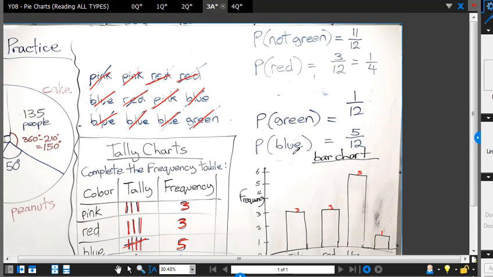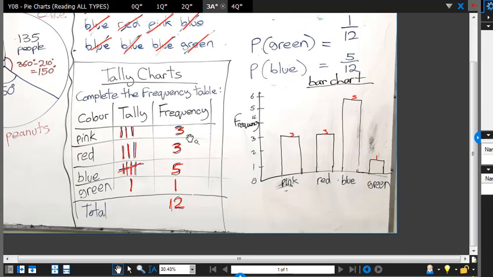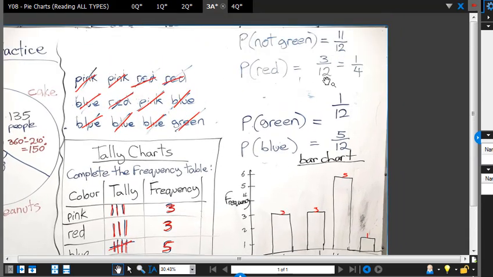Probability of not green, so that's every color except green. So red, 3, pink, 3, that's 6, and blue, 5, that's 11, so it's 11 out of 12. If you're very smart, you'll know that the probability of not green is the same as 1 minus the probability of green.